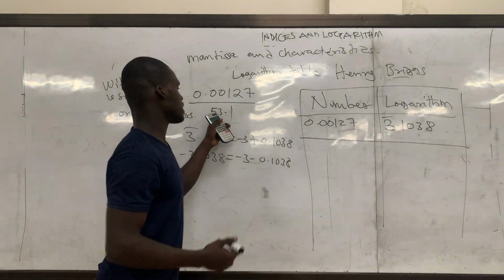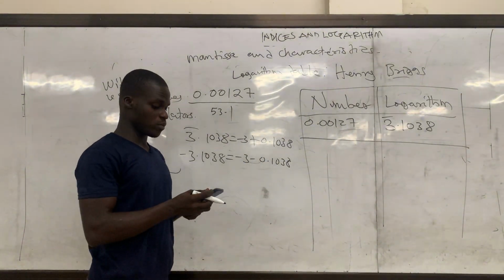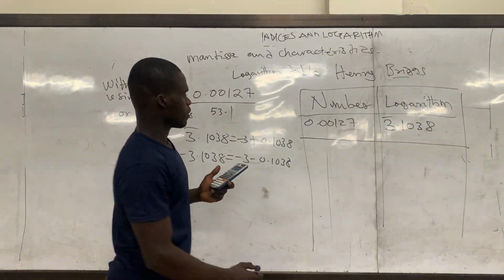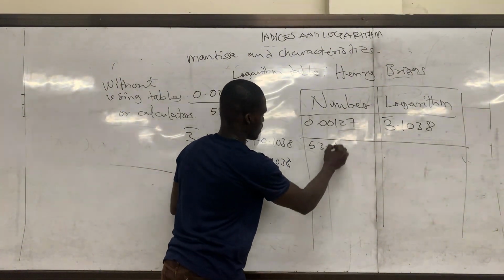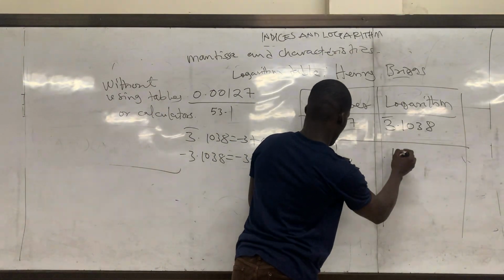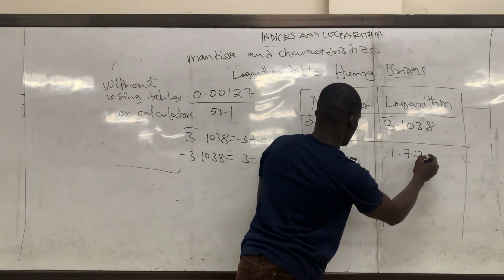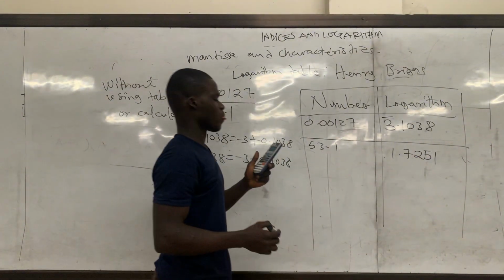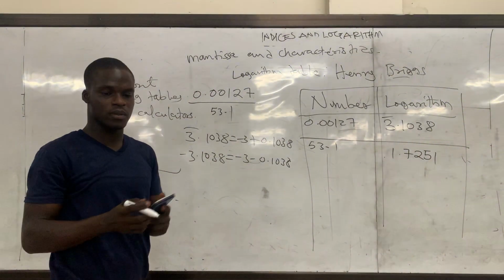For the denominator, you are just going to find the logarithm of 53.1. So 53.1 is the number, and then the logarithm is 1.72. Let's round it to 4 decimal places. So this will be the answer to 4 decimal places.